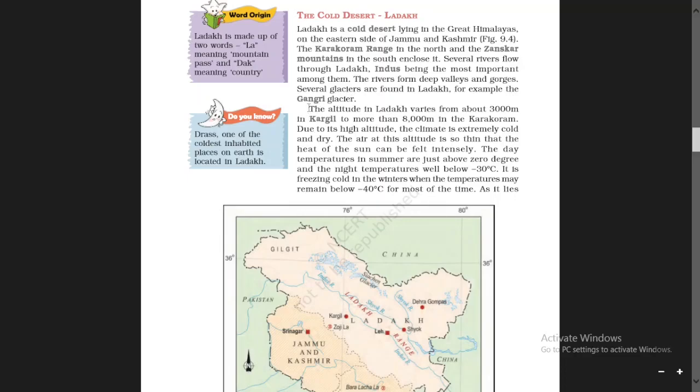The altitude in Ladakh varies from about 3000 meters in Kargil to more than 8000 meters in the Karakoram range. So the height of Ladakh is different, from about 3000 meters in Kargil to more than 8000 meters in the Karakoram range. Due to its high altitude, the climate is extremely cold and dry. That's why the climate of that place is very cold and dry.